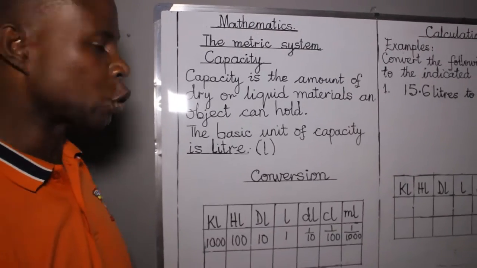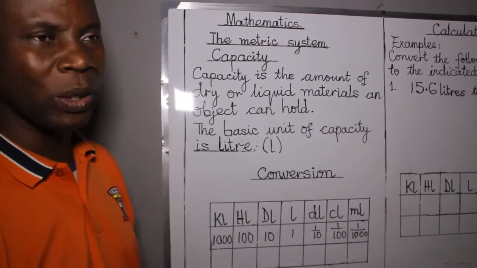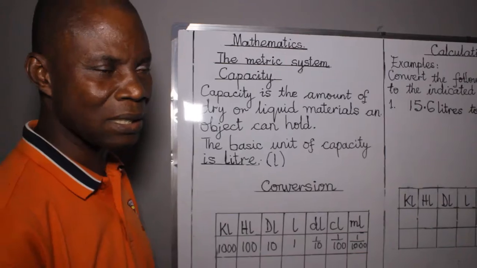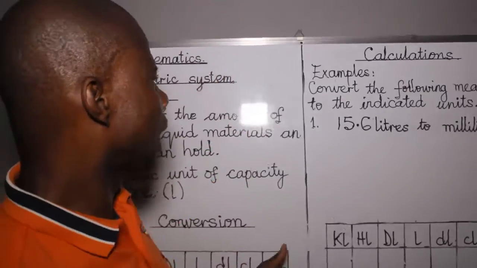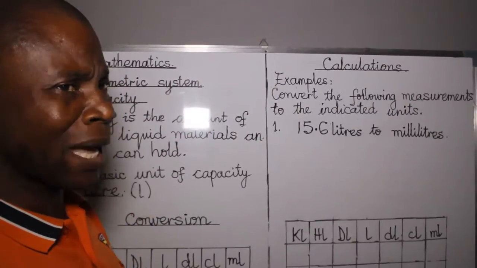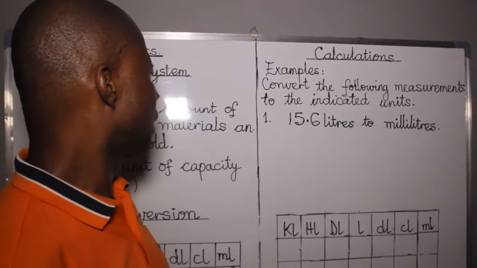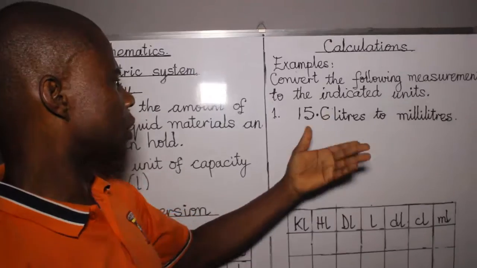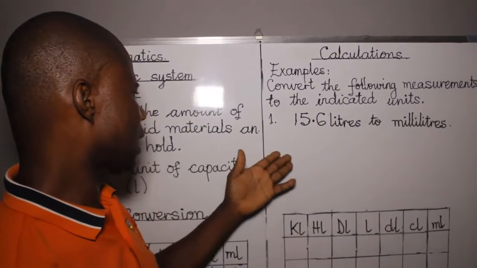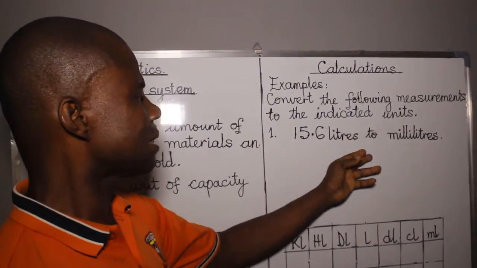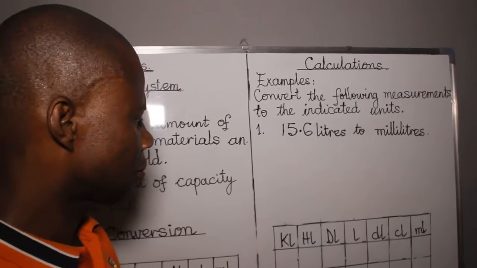Now I would like to take you to the next level, which has to do with the calculation. So let's quickly take a look at the calculation. We have 2 examples, but we're going to treat one in this class and the second one in the next class. Convert the following to the indicated units. We have 15.6 liters to be converted to milliliter.